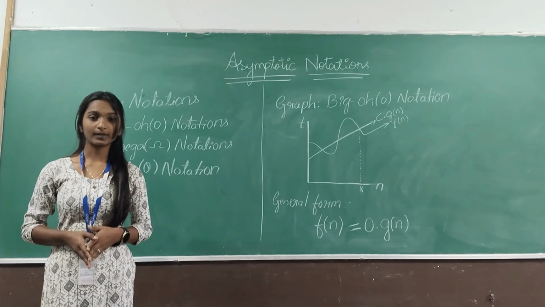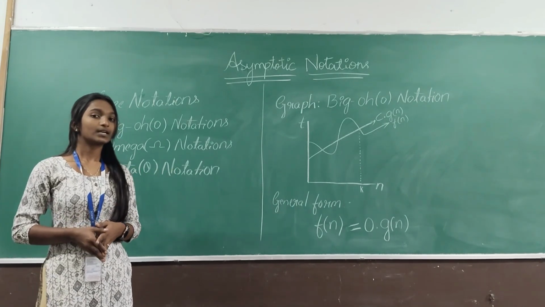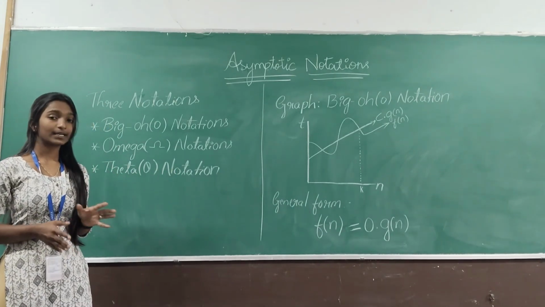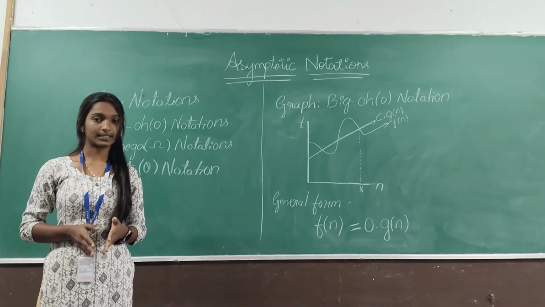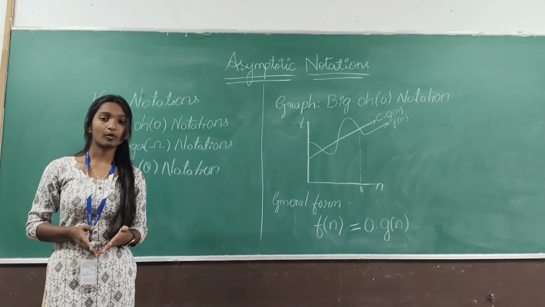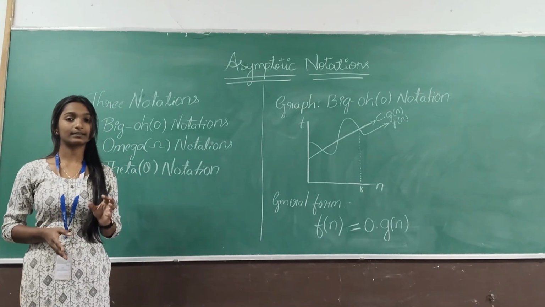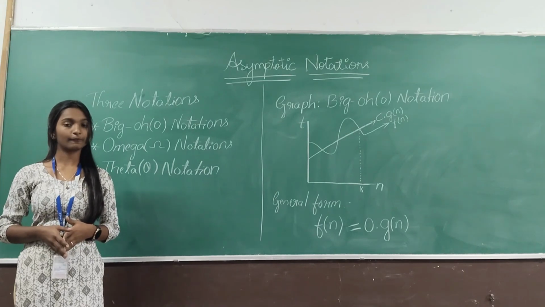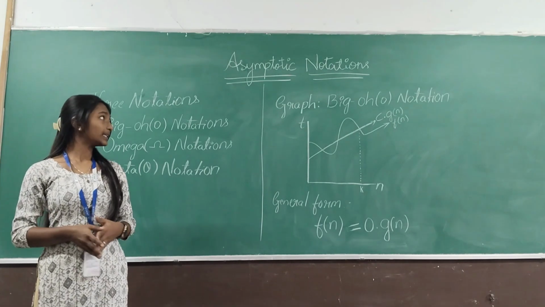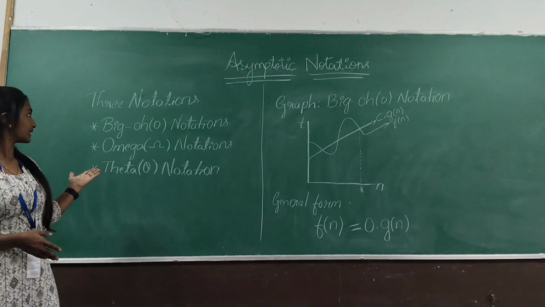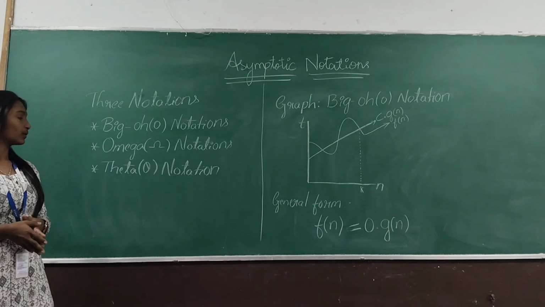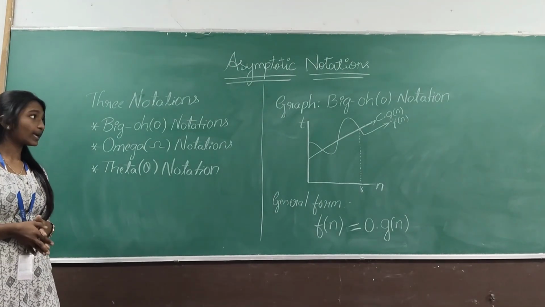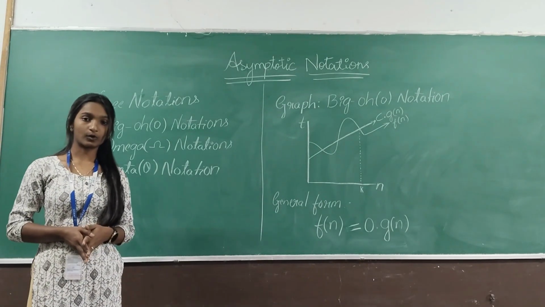Today I am going to talk on asymptotic notations. It is the mathematical representation of the time complexity of an algorithm. So what is time complexity? The time complexity is the time taken by an algorithm for an execution. There are mainly three notations: big O notation, omega notation and theta notation. Today I am going to explain big O notation.